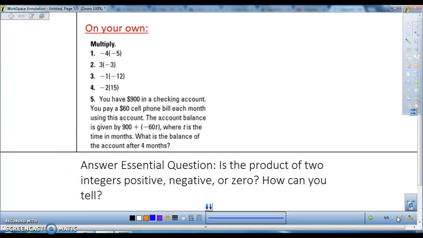All right, go ahead and work on these problems on your own. When you're ready to check your answers, go ahead and resume, and I'll be here waiting. Thank you for pausing your video. For problem number 1, you should have gotten positive 20. Number 2, you should have gotten negative 9. Number 3, you should have gotten positive 12. Number 4, you should have gotten negative 30. And number 5, you should have gotten $660.